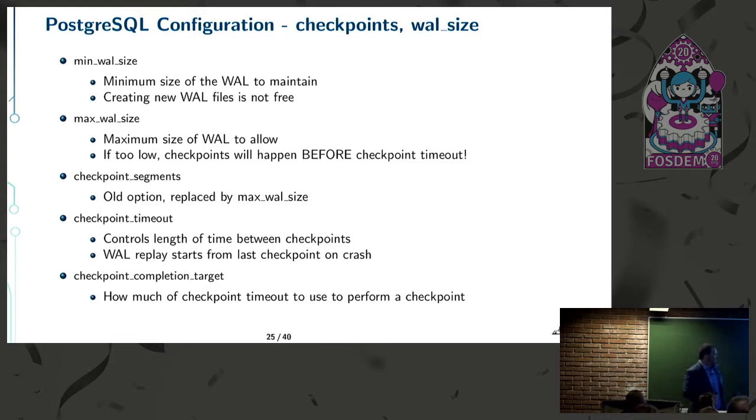Checkpoint completion target is basically how much of the checkpoint timeout to use to perform a checkpoint, which defaults to 0.5. That seems kind of silly to me. I usually up it to like 0.9. So that's something to think about as well. But in particular, in your logging of checkpoints, if you see that your checkpoints are happening due to xlog, you really want to think about increasing your max wall size, because that's going to slow down your writes, right? You're writing to the database, because we're having the checkpoint more frequently than you'd like to.